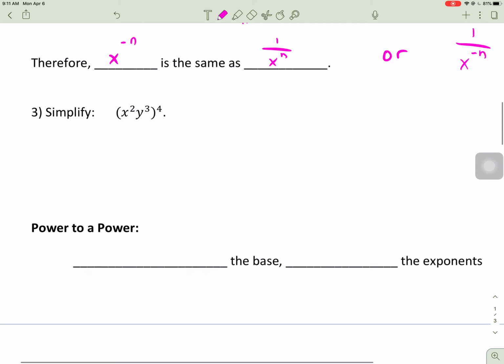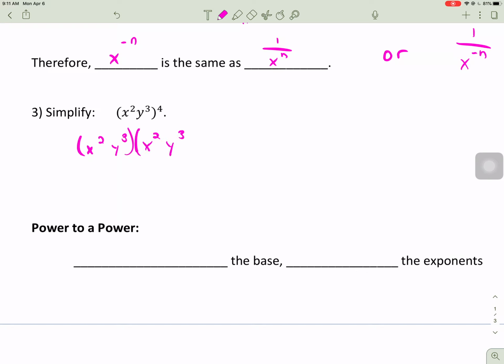What about x squared y cubed to the fourth? Now you could sit here and write this 4 times, and you could, and that's kind of annoying. But if you write it 4 times, then you're just going to add the exponents 4 times. So instead of adding something 4 times, why would we do that, right? Let's not do this. Let's just multiply.